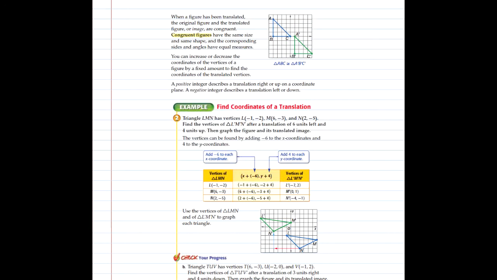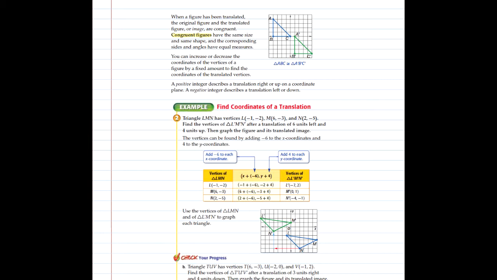When a figure has been translated, the original figure and the translated figure or image are congruent. Congruent figures have the same size and same shape, and the corresponding sides and angles have equal measure. You can increase or decrease the coordinates of the vertices of a figure by a fixed amount to find the coordinates of the translated vertices.